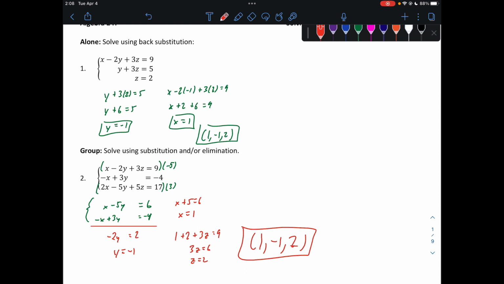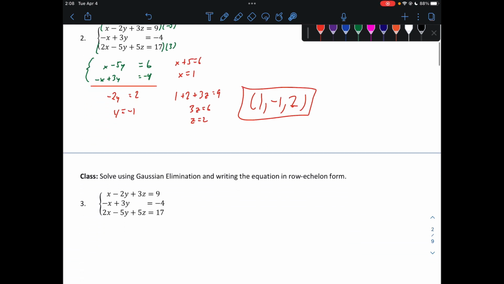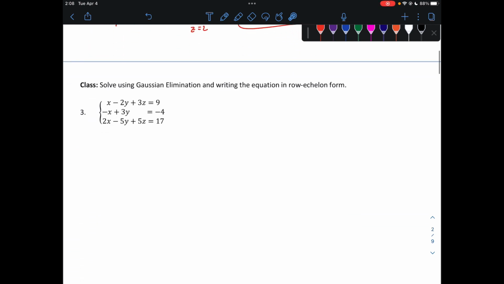So what we're trying to do today is basically solve this problem right here. We're using a different method, using something called a matrix and Gaussian elimination. We're just going to go through one example, and then I'll have you try a couple on your own, and that will really be it for today. It says solve using Gaussian elimination, write the equation in row echelon form.